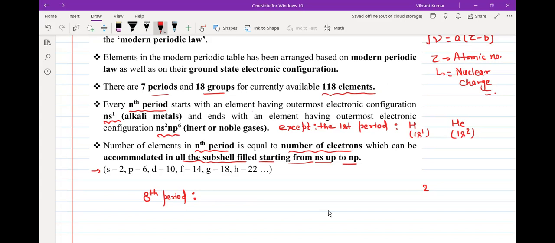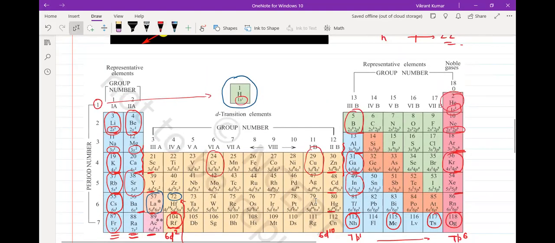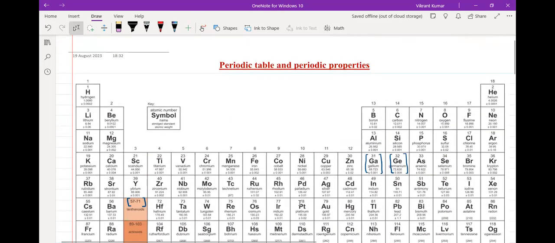I think so. Okay, let's put that for the third period. Are you getting 18 elements in third period? I think yes. No, there were 8 elements. There are only 8 elements in the third period. If you see, the first period has got 2 elements, the second period has got 8 elements, the third period also has got 8 elements. Okay. The fourth period has got 18 elements.